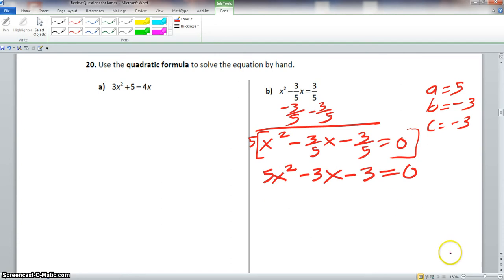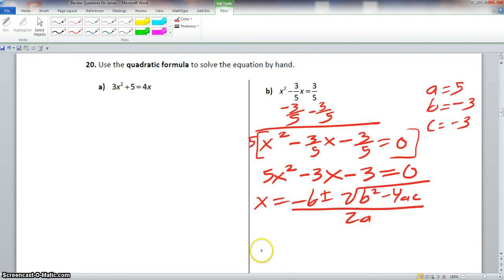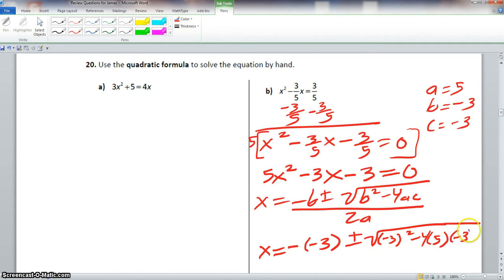So now we use the quadratic formula. We have x equals negative b plus or minus the square root of b squared minus 4ac, all divided by 2a. So we have x is equal to the opposite of b, which would be the opposite of negative 3, plus or minus negative 3 squared minus 4, a is 5, and c is negative 3. All over 2 times 5.